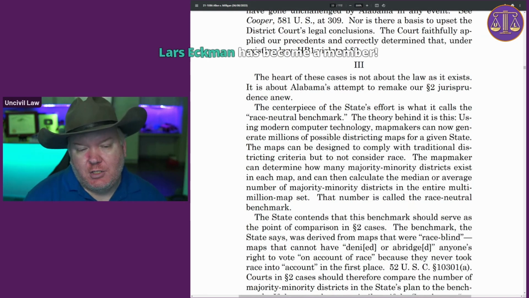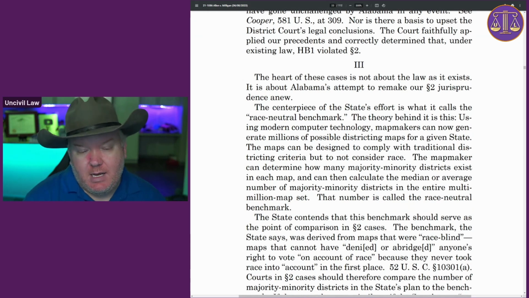Using modern computer technology, map makers can now generate millions of possible maps for a state. These maps can be designed to comply with traditional districting criteria, but not to consider race. The map maker can determine how many majority-minority districts exist in each map, and then calculate the median or average number of majority-minority districts in the entire multi-map set. That number is called the race-neutral benchmark.